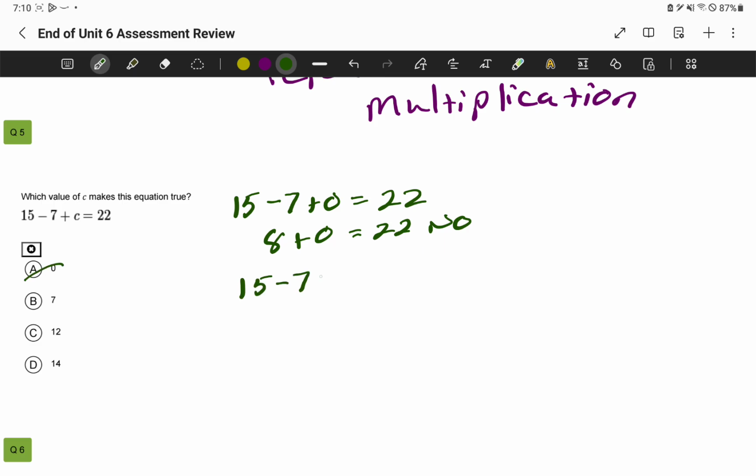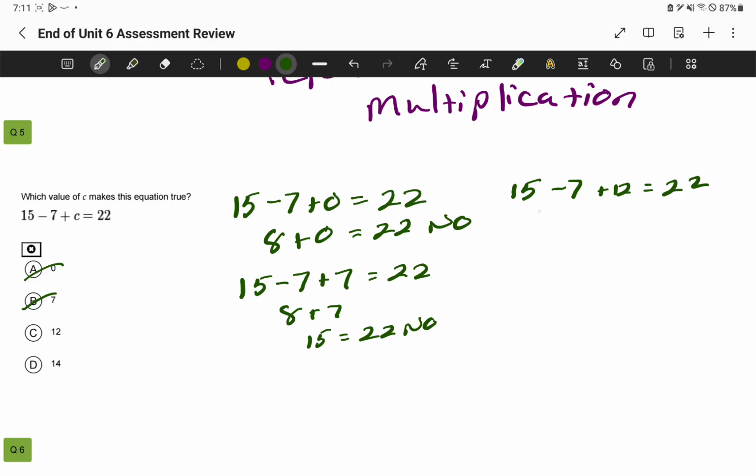15 minus 7 plus 7 equals 22? Well, 15 minus 7 is 8, plus 7 is 15. Well, that's not 22. What about 15 minus 7 plus 12? Well, that's 8 plus 12, and 8 and 12 is 20. That's not 22.